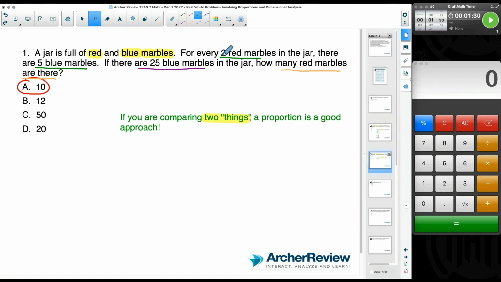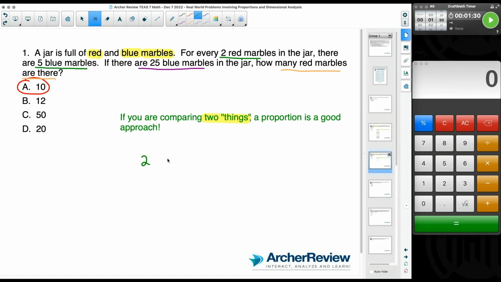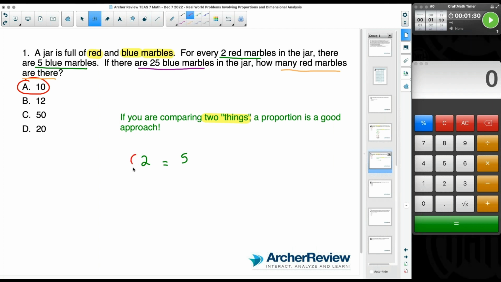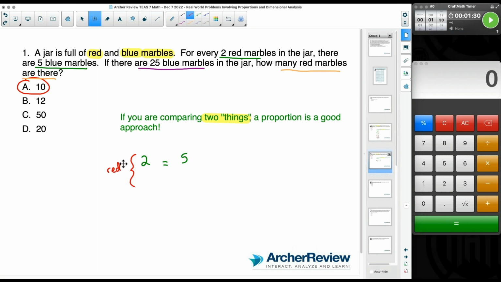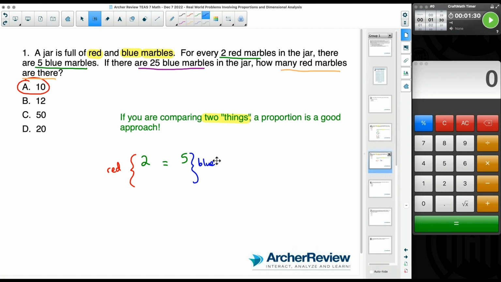Let's go back to our question. For every 2 red marbles, there are 5 blue marbles. Some of y'all may have written a 2 on one side of the equals and a 5 on the other side. When I create this fraction, I'm letting this entire side be my red side because the 2 was the red marbles, and the 5 over here on the right is going to be my blue side. This is a different way of setting up this proportion, but watch what happens.